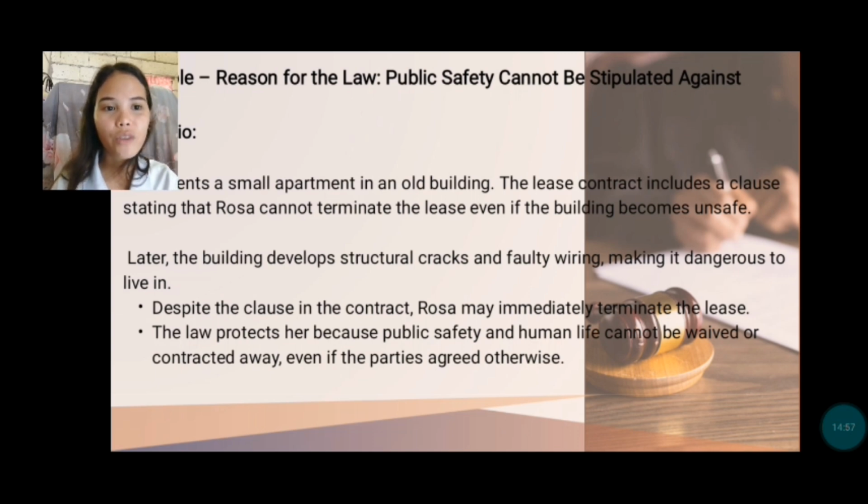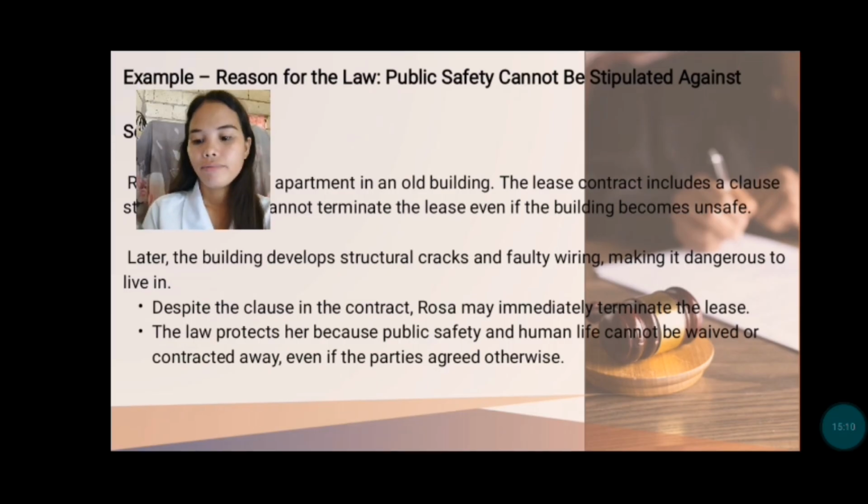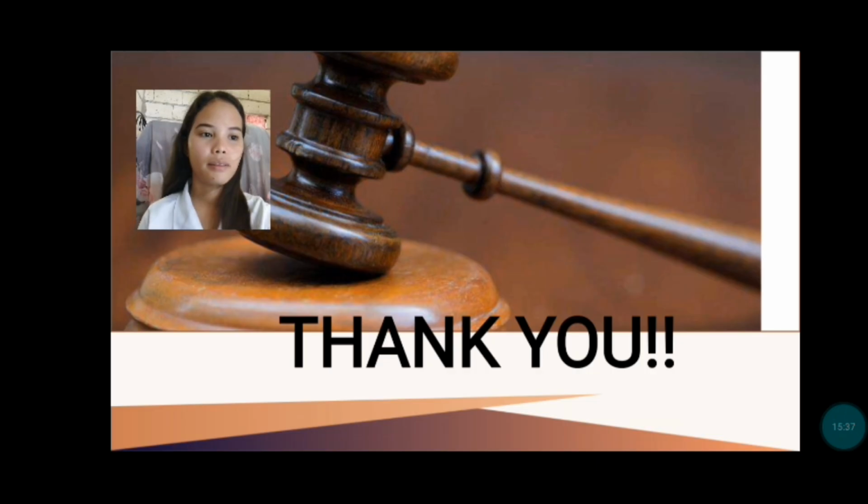The law protects her because public safety and human life cannot be waived or contracted away even if the parties agreed otherwise. It is ensured that a lessee can terminate the lease immediately if the dwelling becomes dangerous to life or health, even if the contract states otherwise, as public safety and human life cannot be contracted away. That's all for today.